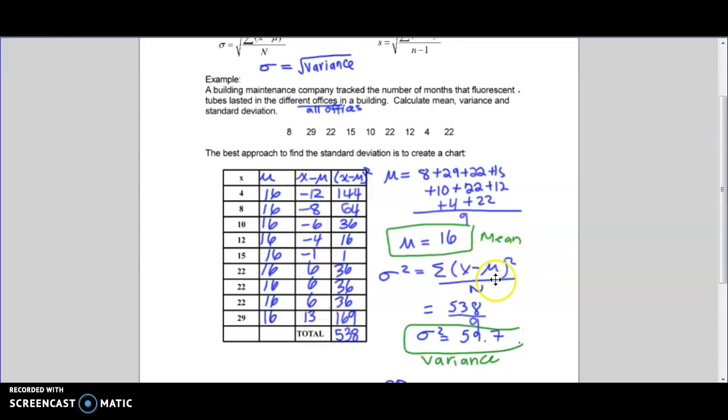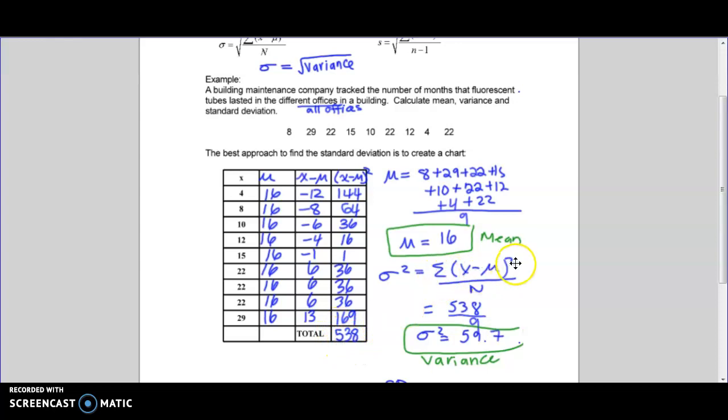What we need, however, is x minus mu squared. So now we're going to take each of the numbers in this column for x minus mu and square them to get these values here. Negative 12 squared is 144. Negative 8 squared is 64. Negative 6 squared is 36. So on and so forth, all the way to the bottom. That gives us x minus mu squared for each individual data point. Remember this symbol is telling us we need the sum of x minus mu squared. Adding together all of the numbers in the x minus mu squared column gives us 538.